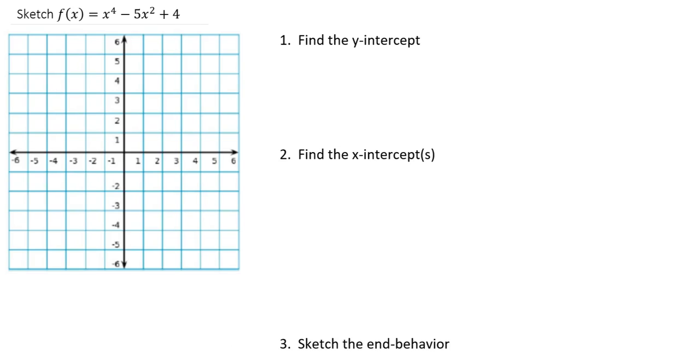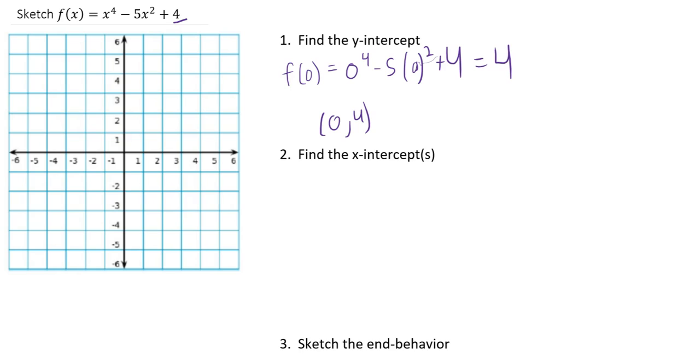To sketch this function, first I'm going to find the y-intercept. I plug in a 0 for x, and I get 0 to the 4th minus 5 times 0 squared plus 4, which comes out to 4. Of course, with polynomials in standard form, remember the y-intercept is just the constant term. So the y-intercept is here.